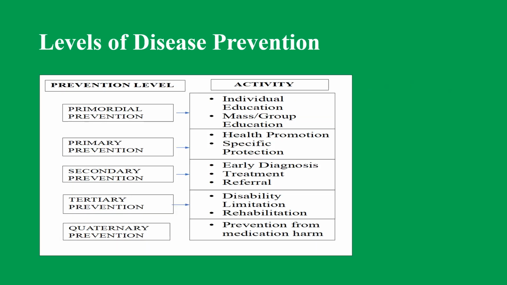So here they are. When we are talking about primordial, we are going to look at the individual education prevention measures. We're also going to talk about the mass or group education. Then the primary prevention involves health promotion and specific protection measures. In secondary prevention, we look at early diagnosis, treatment and referral. In tertiary prevention, we're looking at disability limitation and rehabilitation.